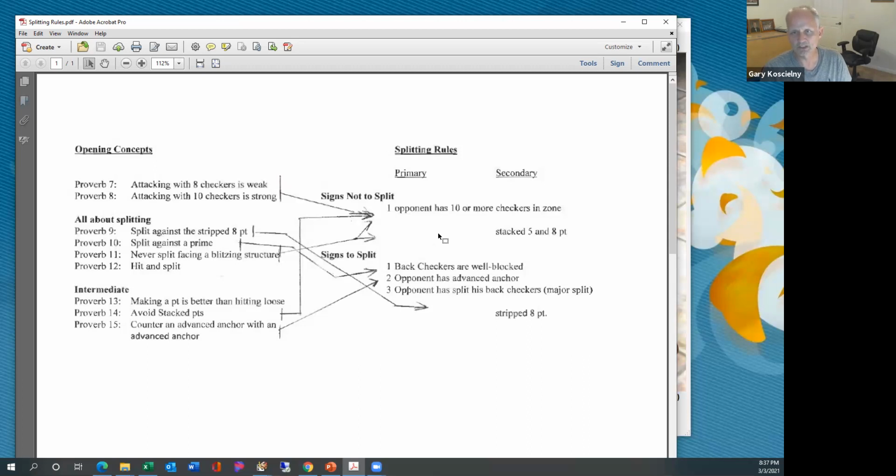The splitting rules are a little bit tricky because you can have a situation where your opponent has 10 checkers or more in the zone. It may be a priming structure or blitzing structure or not, but it may still be right to split because you've got these other rules that generally are more important. And we'll get into those. But the main lesson for today is when you have the chance to split, consider your splitting rules and see if you have a reason to split or not split. And that will help you make a decision.